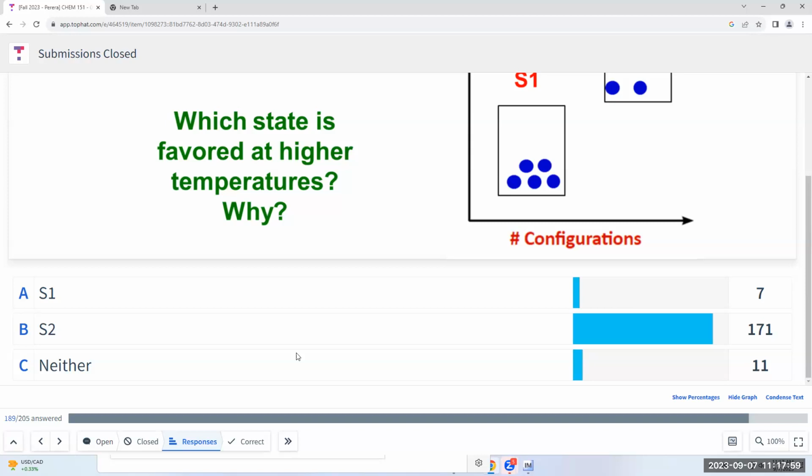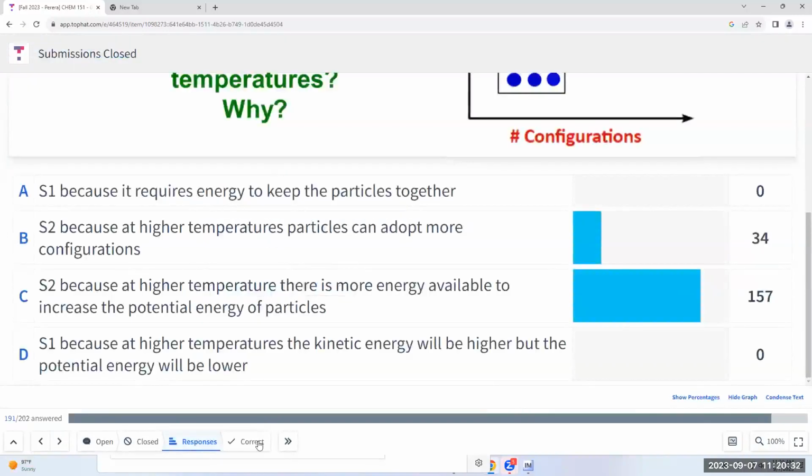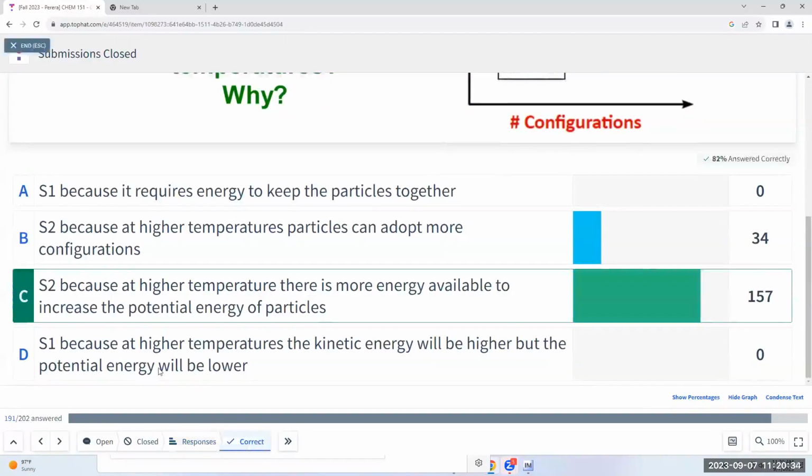Can you make a note about that? High temperatures favor the state with higher potential energies. Okay, let's do this here as well. Option C, and that's the correct answer as well.